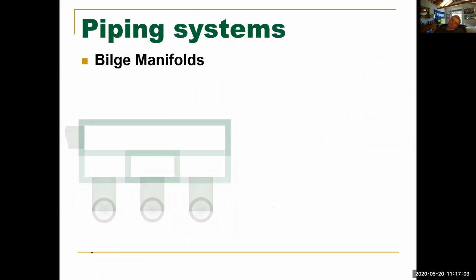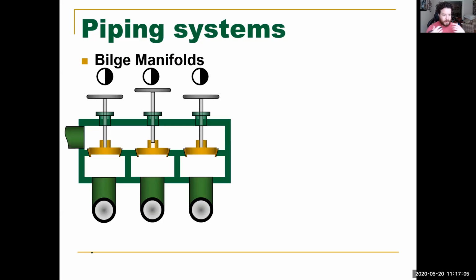Okay, cool. So bilge manifolds. The only thing different from a bilge manifold and a fuel manifold is the fact that a bilge manifold will use this style of valve. All right. Basically, they will ride up and down. The disc will ride on the stem. So these can be open, but if there is nothing drawing suction, the valve itself will be closed.